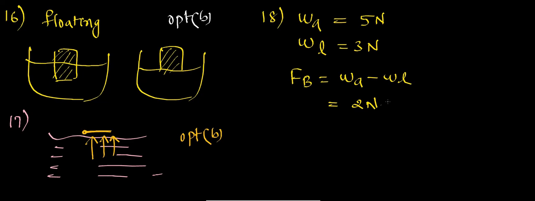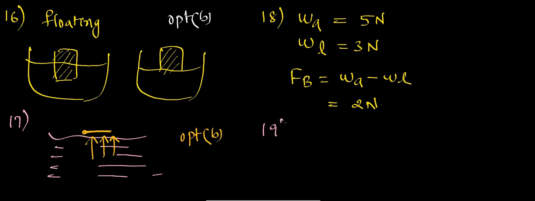Ma'am, in the same question, if they ask to find the density of the body, we should use a third formula, right, ma'am? WA minus WL... No. Data is insufficient because we need the weight in water, not the weight in some other liquid. Data insufficient will be the answer in that case.